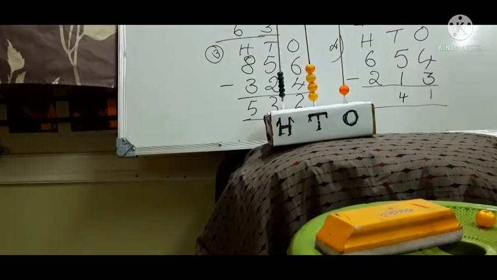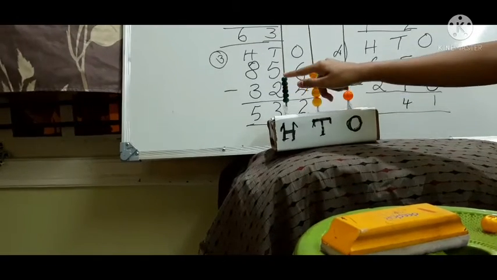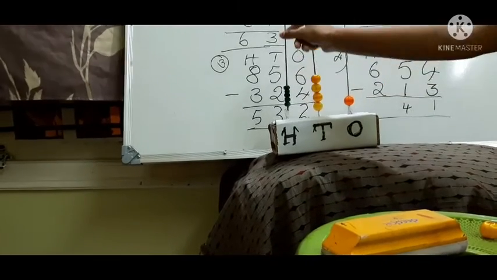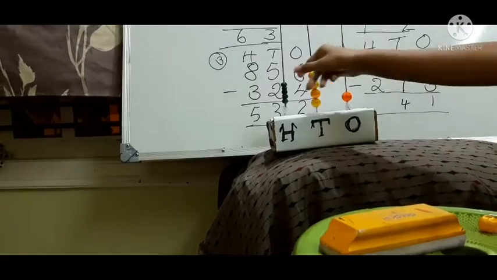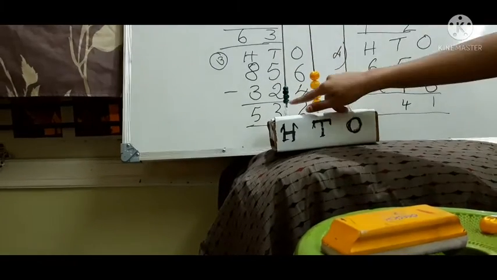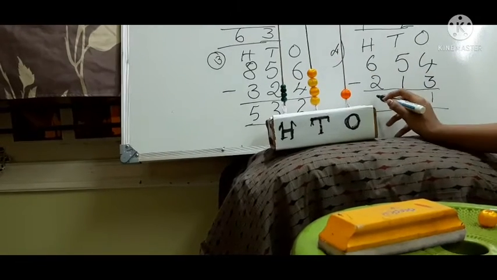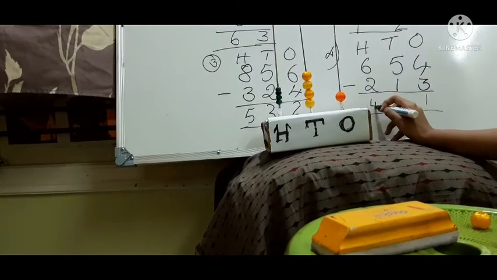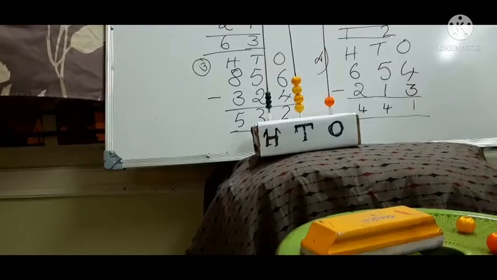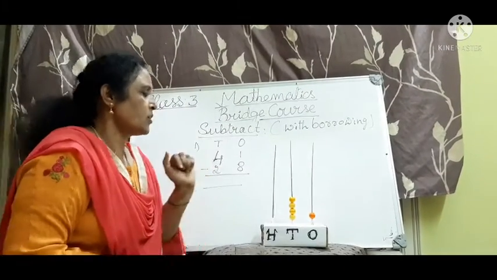Then 600 minus 200. Then we have to remove 2 hundreds. That means 2 beads. How many are remaining now? 1, 2, 3, 4. Then the answer is 441. Yes.